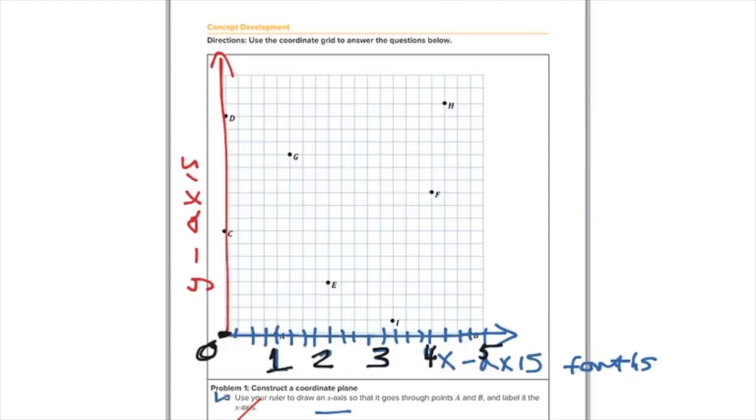Label the x-axis same way. Okay, so 5/4 and only labeling the whole number. That makes sense because it has to be the same intervals. So 1, 2, 3, 4, and repeat across the axis, 1, 2, 3, 4. Great.